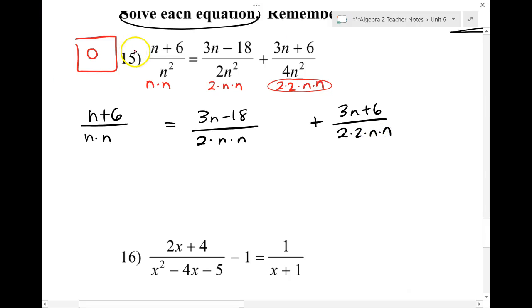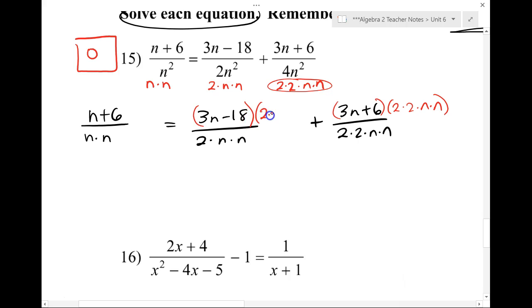Okay, so now we figured out that I have to multiply it times this number here, 2 times n times n. So I'm going to multiply this here times that here and all the way across.